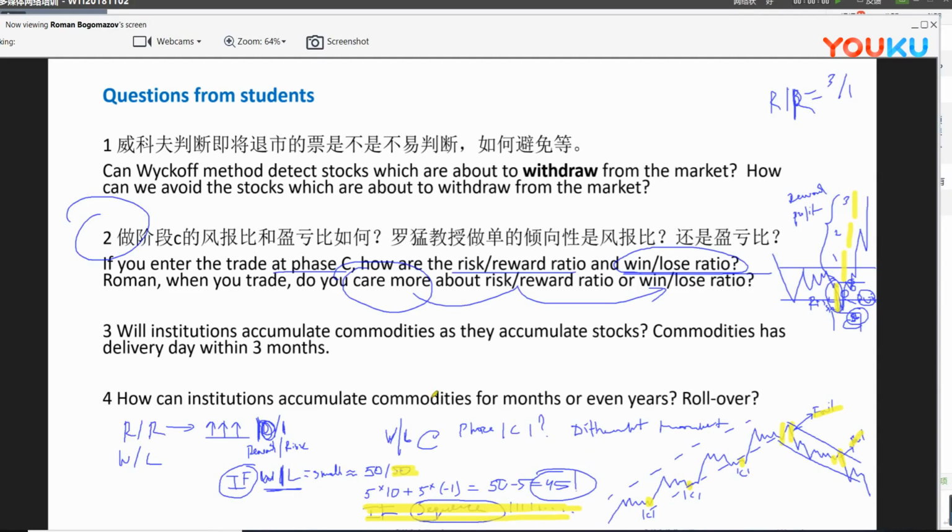So my preference, teaching students what's more important, I would pay more attention to the reward than risk, because if the reward to risk is a high ratio, it helps you stay afloat, not to be in some kind of big drawdown. You're always going to have good profits.